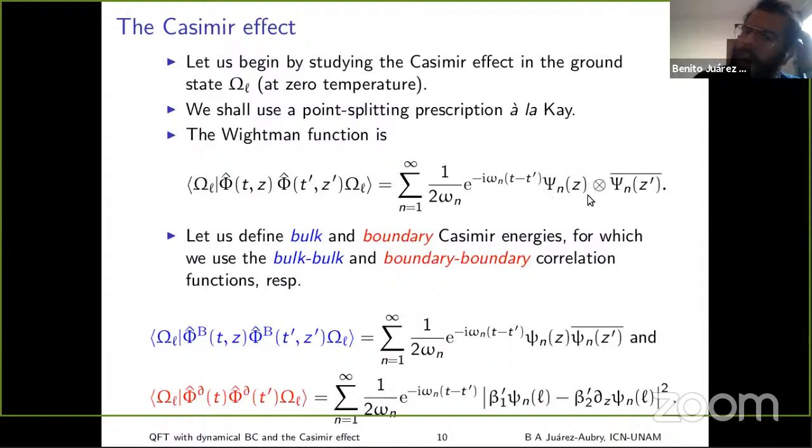And this allows me to define bulk and boundary Casimir energies, actually. So this two-point function has a bulk component, a boundary component, and a bulk-boundary component. If you use the bulk component, it's very natural to define a bulk Casimir energy, and with the boundary component, you can define a boundary Casimir energy. Okay, so I just write it down here. For the bulk Casimir energy, I'm going to use this bulk component of the two-point function, and likewise for the boundary one.